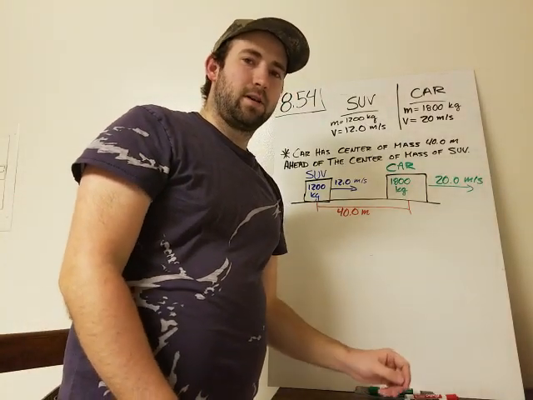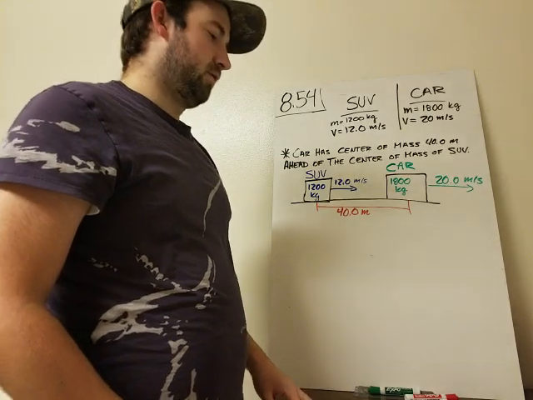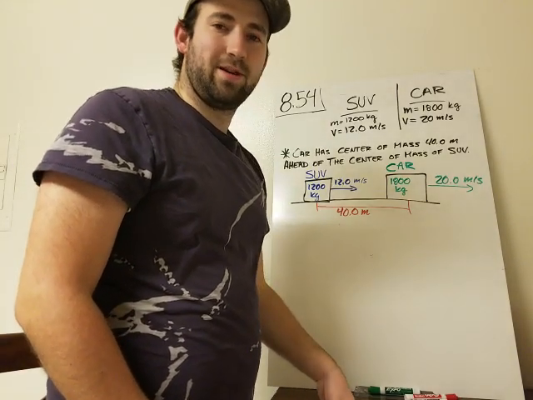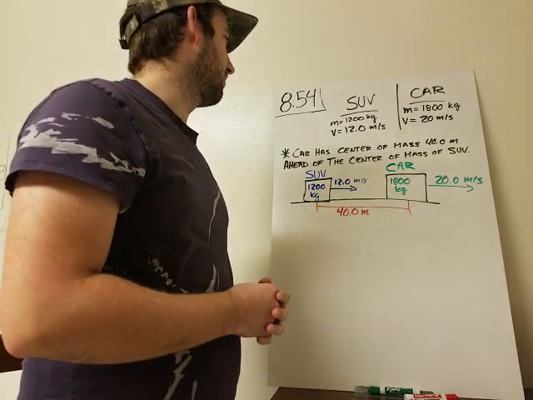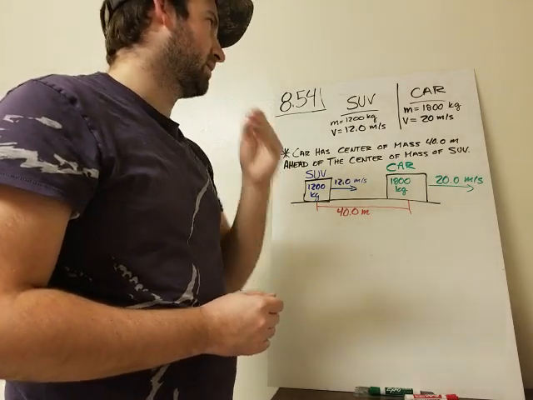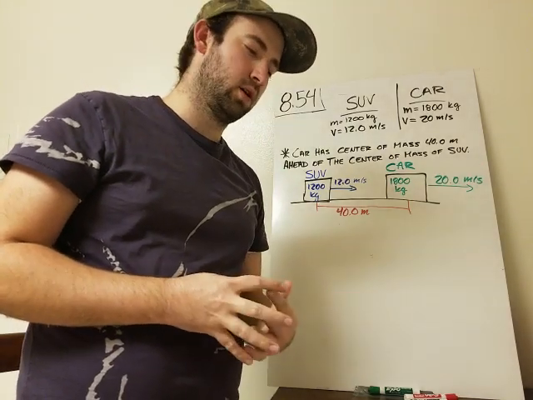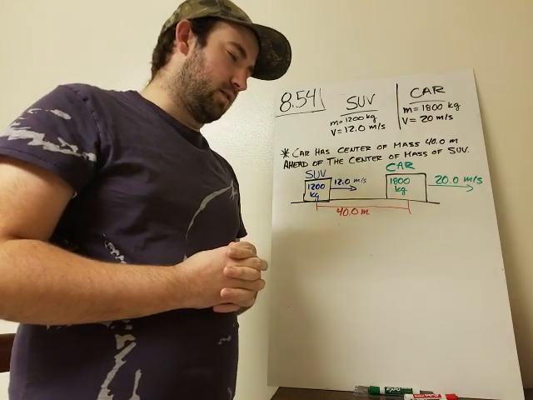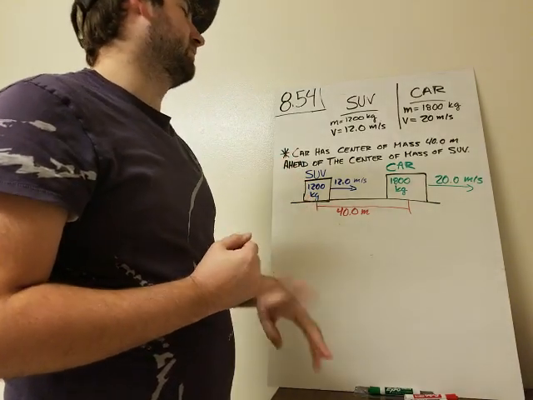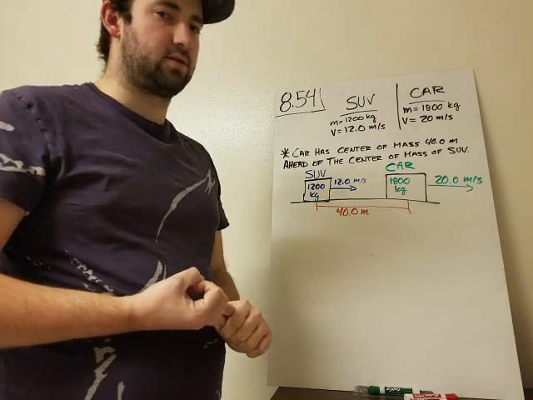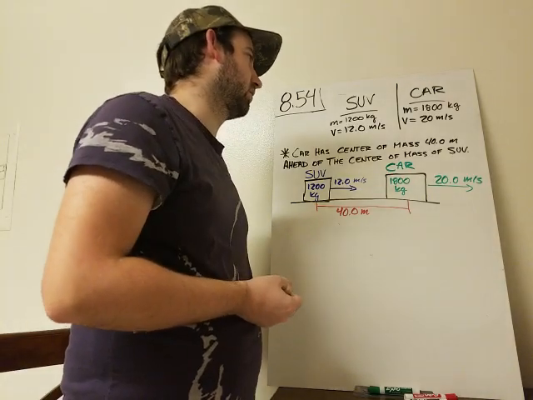Hi everyone, I'm going to be going over question number 54 from the Chapter 8 bingo problems. This problem is kind of interesting because we're in Chapter 8, so we're dealing with momentum, but this question has to do with momentum and also center of mass, which I find kind of interesting.